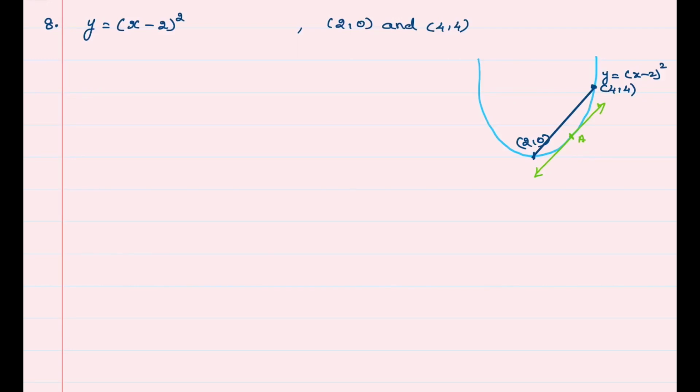Since these 2 lines are parallel, their slopes must be equal. Let us find dy by dx, which is slope of the tangent. Power has to be differentiated first, keeping the base same, and then base has to be differentiated, which is 1 minus 0, 1. Now we will find the slope of the chord joining the given 2 points.